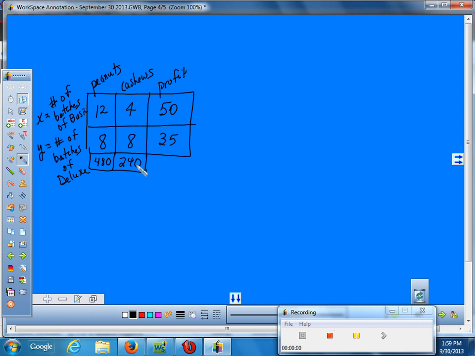Now, you're ready to start writing your inequalities and your function. I personally always do my function first, because the function is always what is to be maximized or minimized.